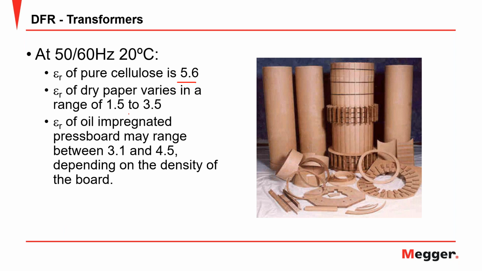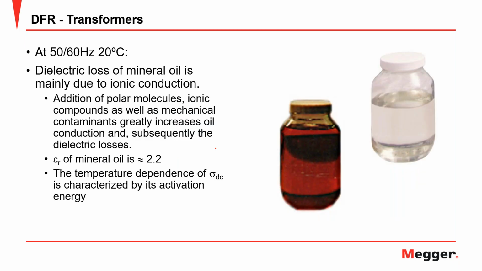If you look into dry paper, the relative permittivity goes between 1.5 and 3.5, and the relative permittivity of mineral oil goes between 3.1 and 4.5, depending on density. And when you look into just the oil, the typical relative permittivity of mineral oil is about 2.2. So every single material has different conditions.